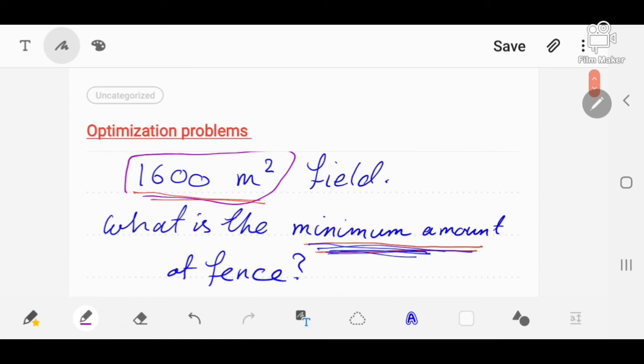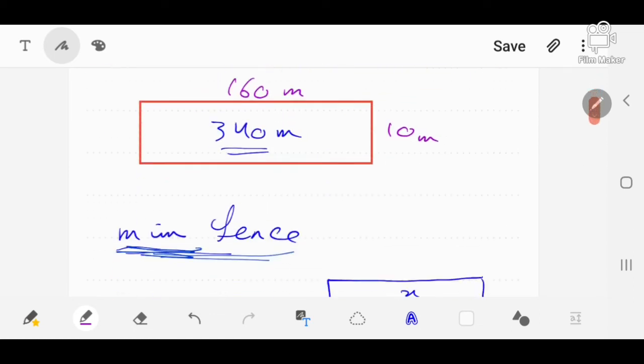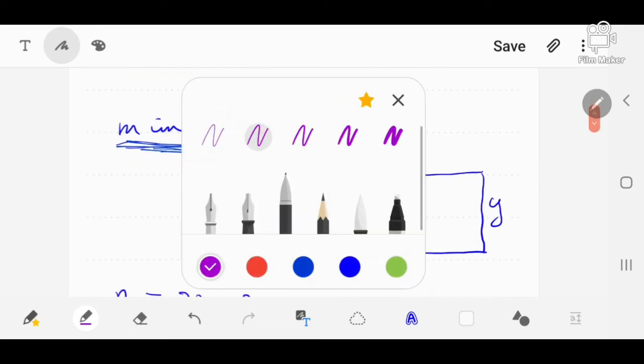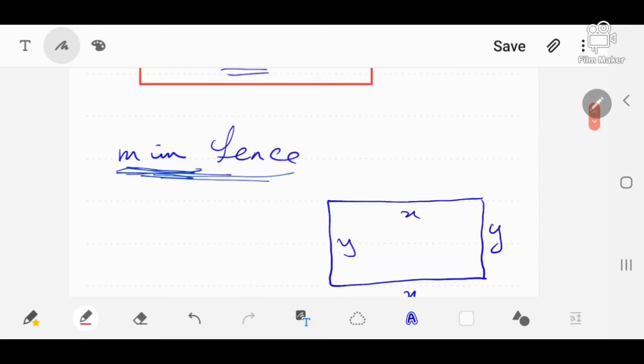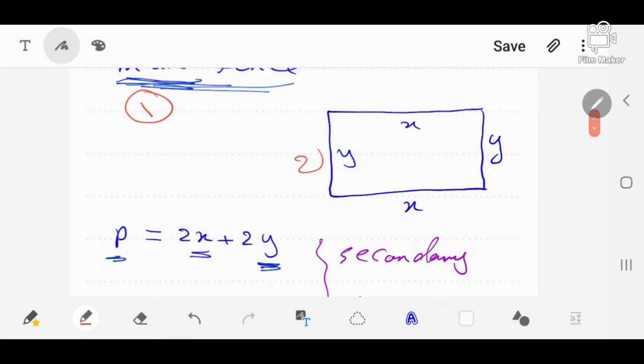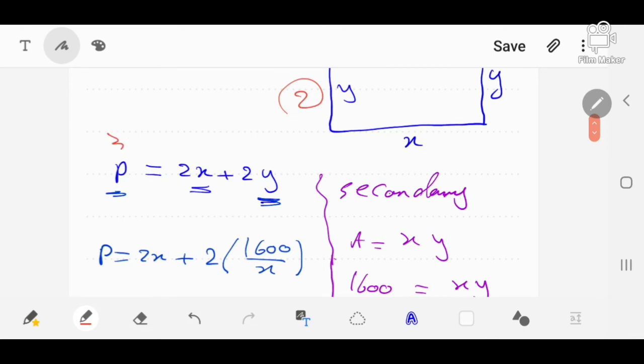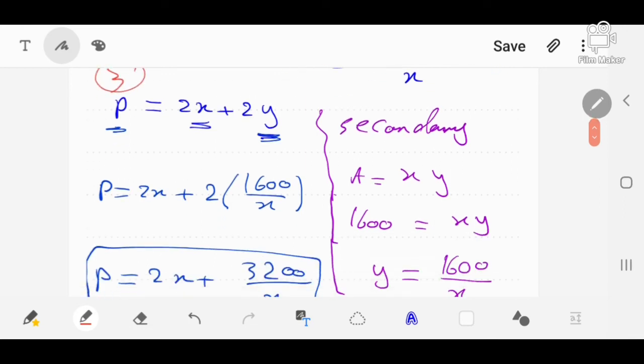Just to remind you, what should you do if you want to solve it? The first thing you should do is to recognize the sentence that talks about minimum or maximum. Then you need to draw. Then you need to write a relation. After the relation, you have to look for a secondary equation. You need the secondary equation to replace it in the relation that you found.